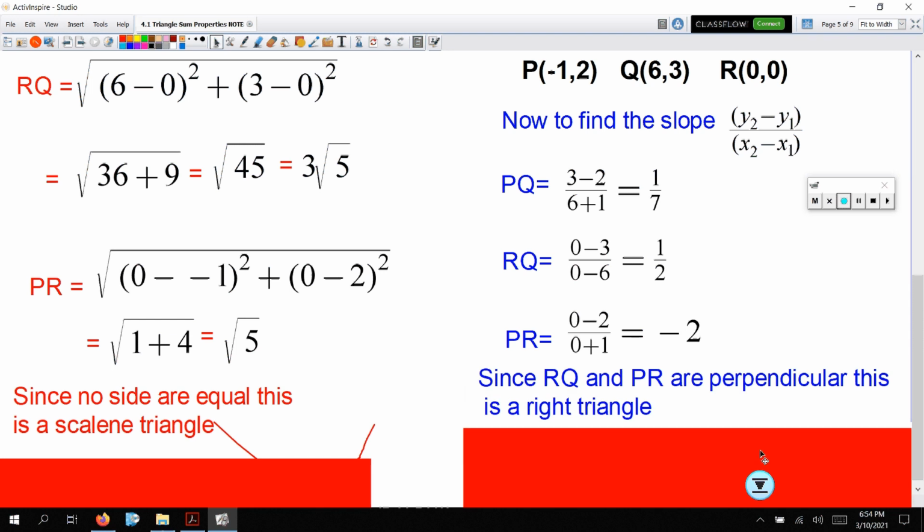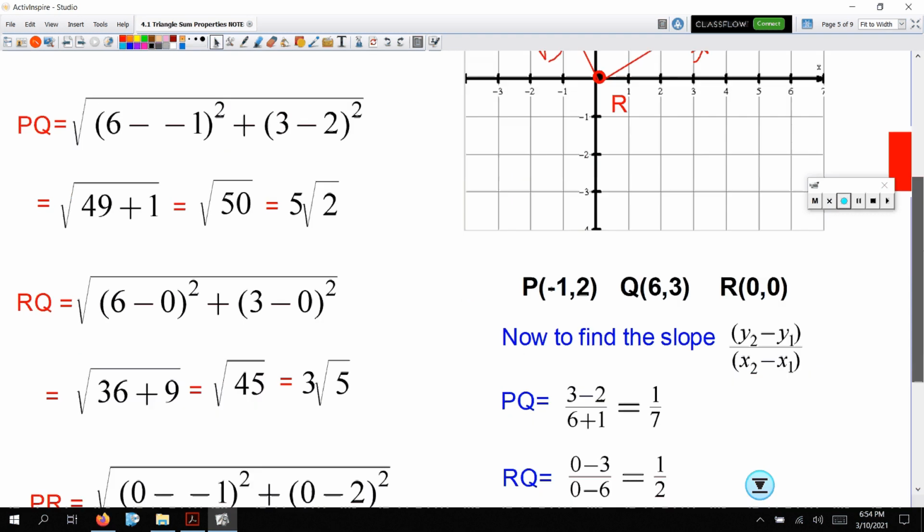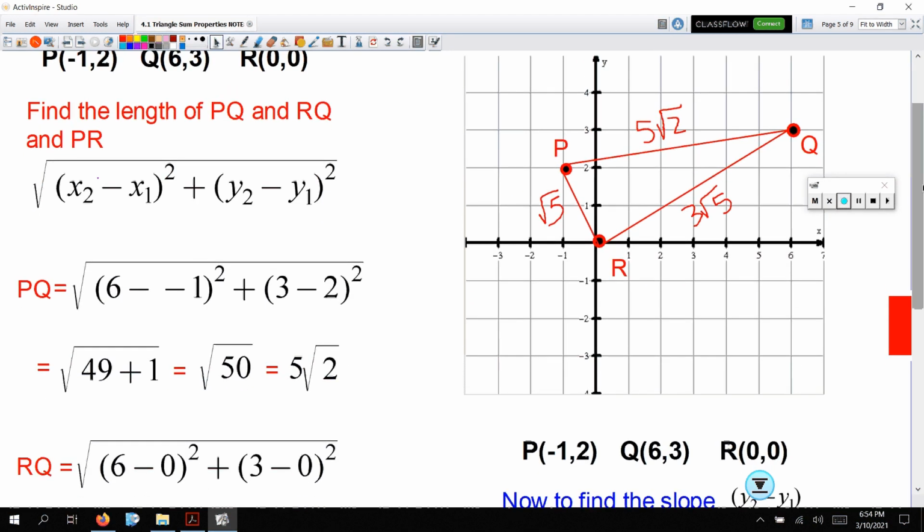So this is a right triangle. Right here at RQ, PR, there's a right angle. RQ and PR, so right here we have a right triangle, so you can put the little mark. Perfect, so now it's a right scalene triangle. All right, so that's that. Don't forget how to use the distance formula and the slope.